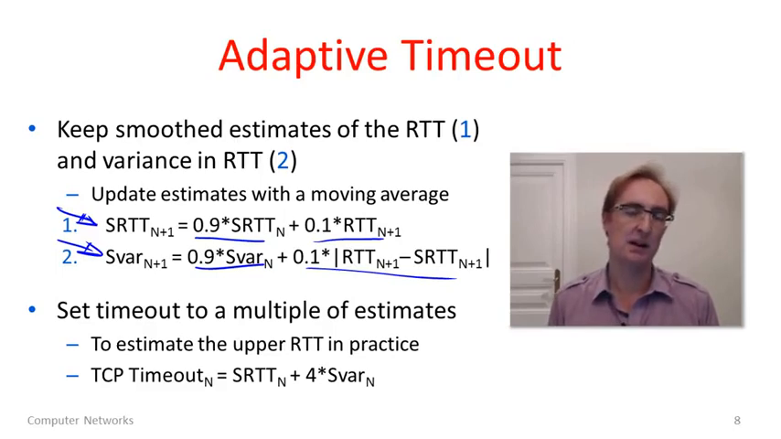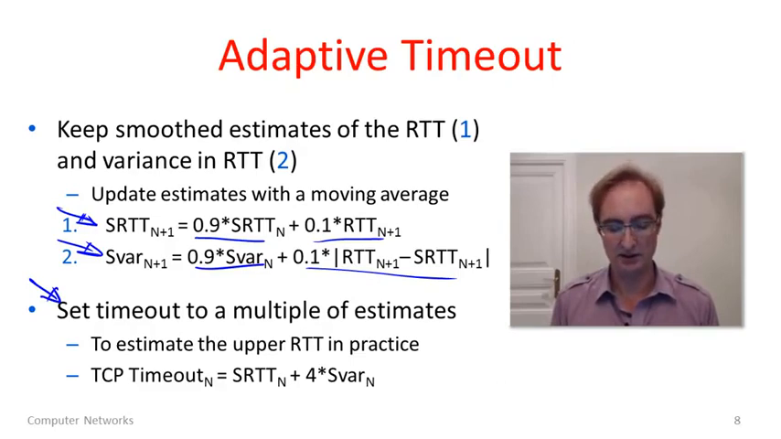Once we have these estimators, they tell us roughly what's going on with the round trip time. And we can then set a timeout to be some multiple or combination of these estimates. The idea here is to come up with something which gives us a good prediction of the highest round trip time we're likely to see in practice right about now. The estimate that TCP uses, in fact, is the smooth round trip time plus 4 times the variance. It's unlikely the round trip time will vary by more than about that.